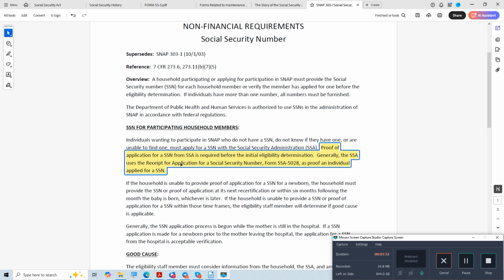Generally, the SSA uses the receipt for application for a Social Security number, maybe form SSA 5028. Right? It's got the same numbers, but a different abbreviation identifier. As proof of individual applying for SSN. So generally, that's what they're going to give you, and well, then specifically, that's the wrong thing.